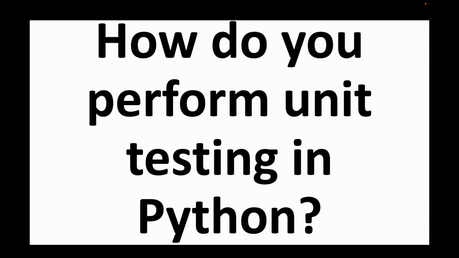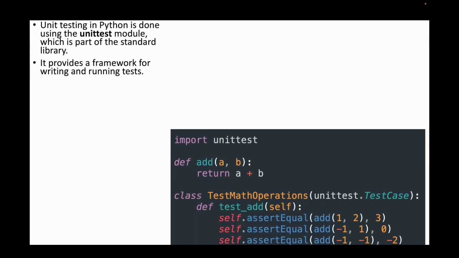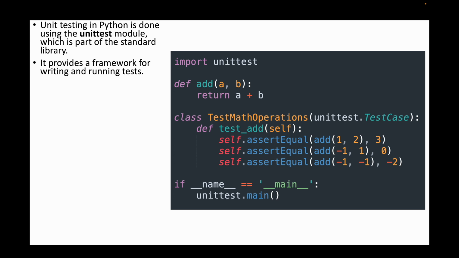The next question we have is, how do you perform unit testing in Python? So unit testing can be done by making use of the unittest module in Python, which is part of your standard library. This module provides all the necessary frameworks that we can use for writing and running our test cases. Okay, so here is an example.